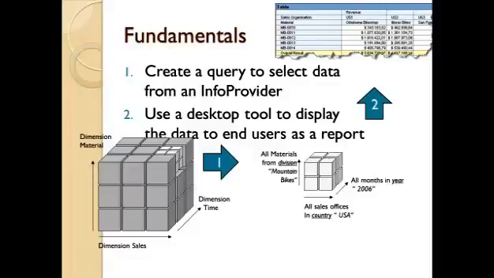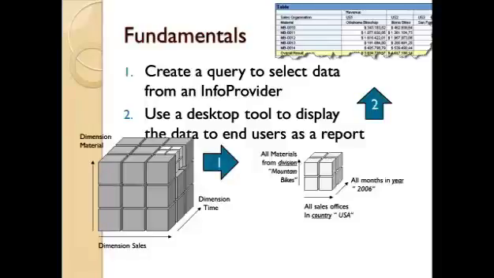So we have covered some general concepts related to reporting. Next, let's take a look at how reporting is done using SAP BW. Fundamentally, reporting is performed in two steps. The first step is that you create a query so that you can select certain data from an info provider. We've talked about info providers before. One of them is the InfoCube, which is shown on this slide.